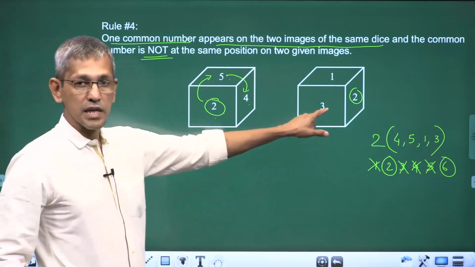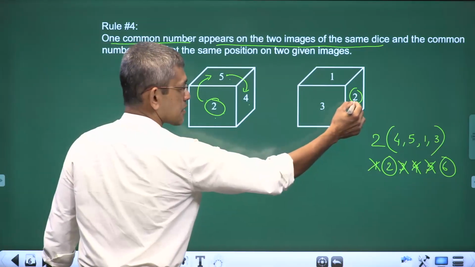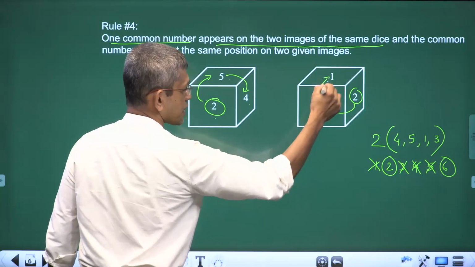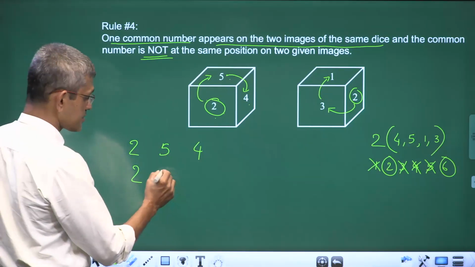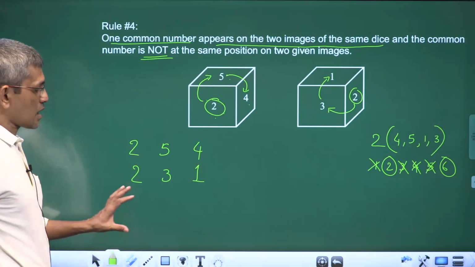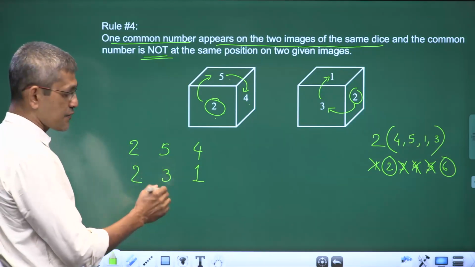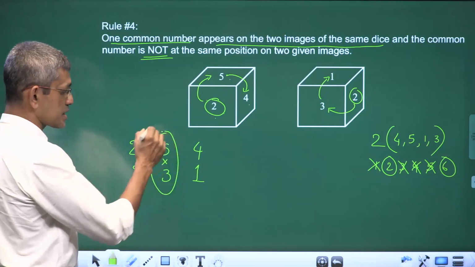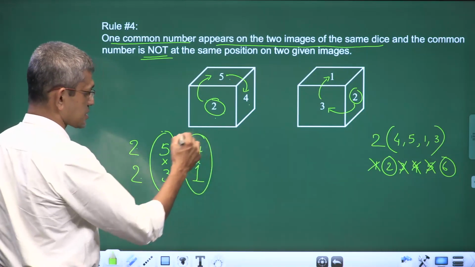Now we have the next image. We'll do a similar thing. We'll start from 2. Which number is clockwise to 2? It is 3. And which is clockwise of 3? That's 1. So we'll start from 2, then the next number is 3, and the next one is 1. Right? So we got that. So 2 and 2. Here we have 5. 5 is opposite to 3. So in this case, we have 5 opposite to 3, and 4 must be opposite to 1.